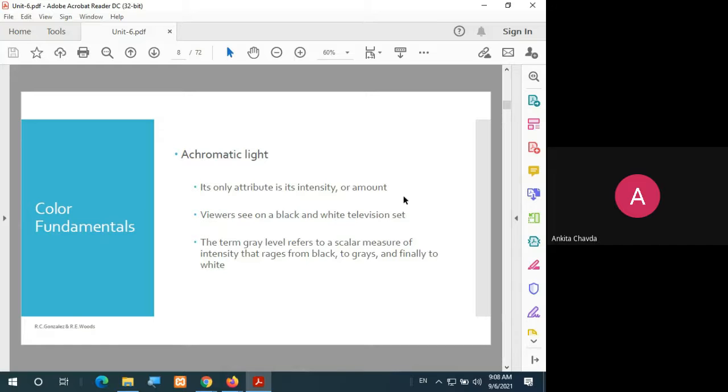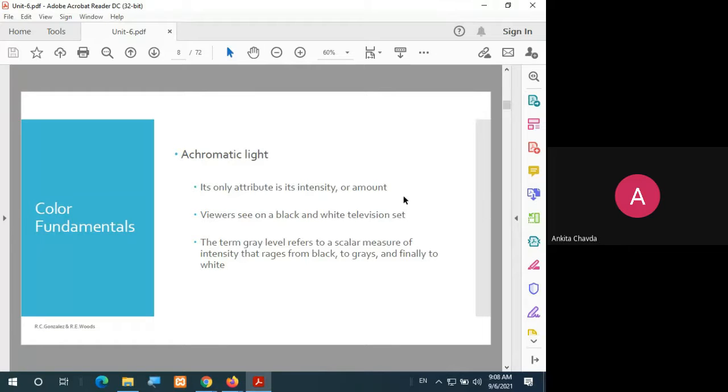Okay. So what is achromatic light? Its only attribute is its intensity, or the amount, that is what we have discussed, because it does not have any colors. So we are not actually discussing anything new about this, because whatever we have seen is all about achromatic light. Viewers can see only a black and white television set. That is the example of achromatic light.